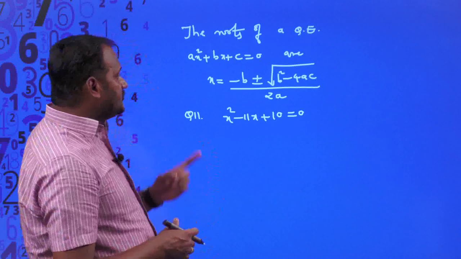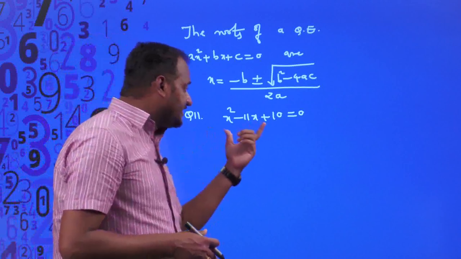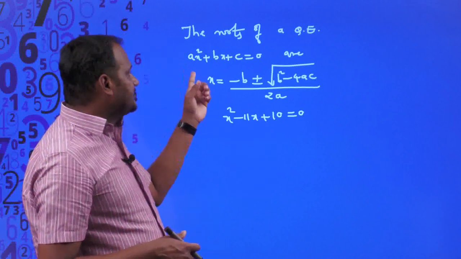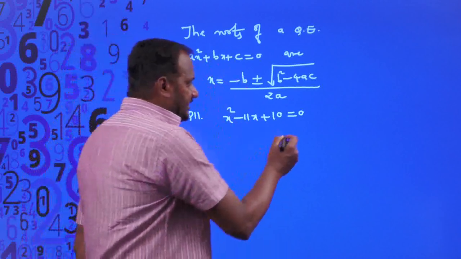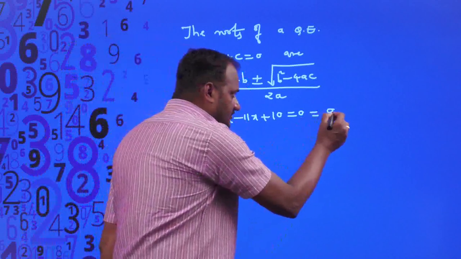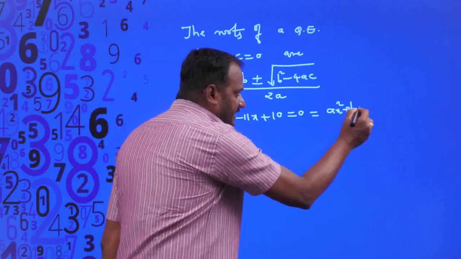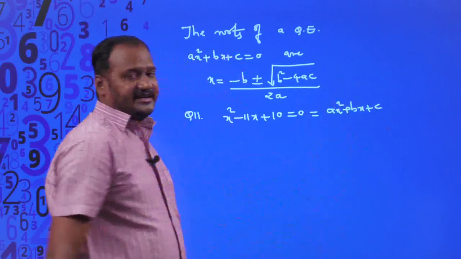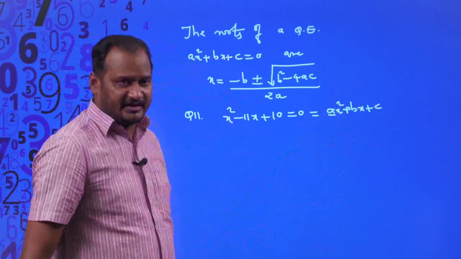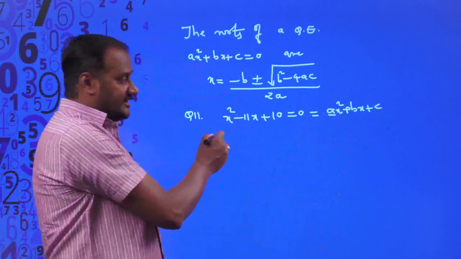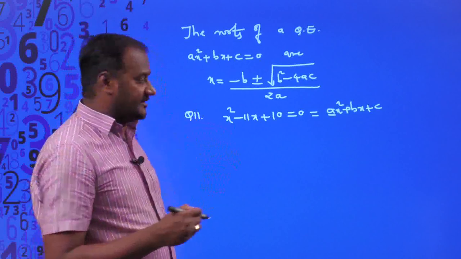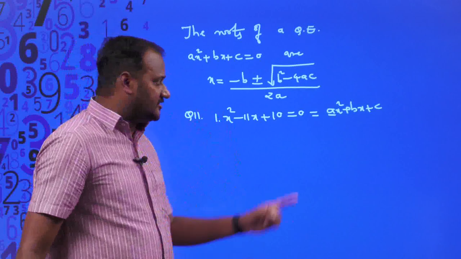Before you use the formula, you will have to compare the given equation with the standard form of a quadratic equation just to identify the values of a, b, c. So I am writing the quadratic equation in the standard form, which is equal to ax square plus bx plus c. Now identify the values of a, b, c. What is the value of a here? a is the coefficient of x square. Then what is the coefficient of x square here? If nothing is there, then it means 1 should be there, because 1 into x square is equal to x square. So 1 is the value of a.